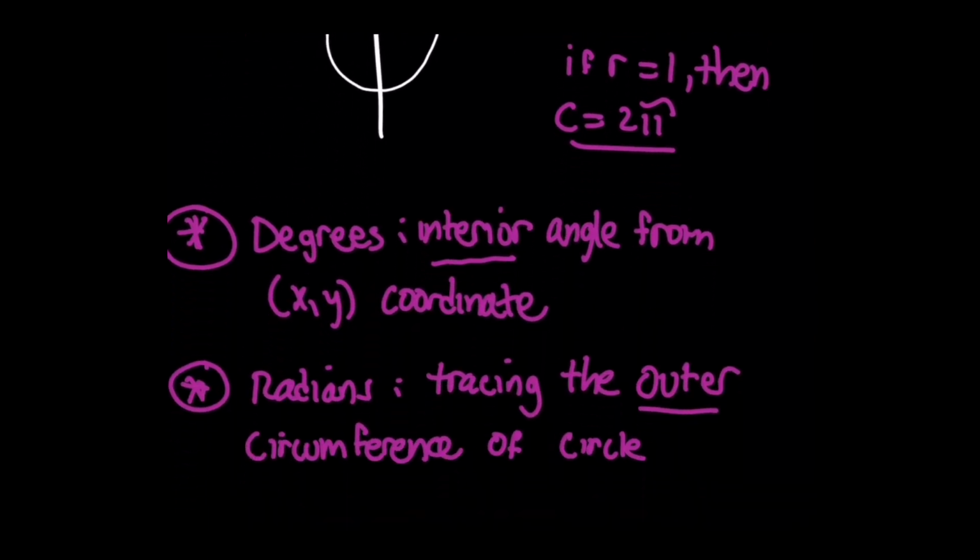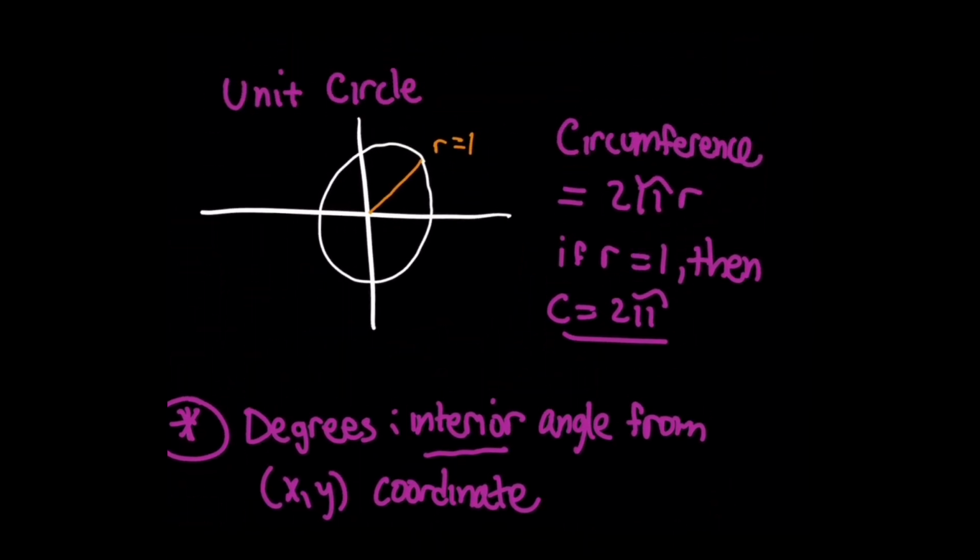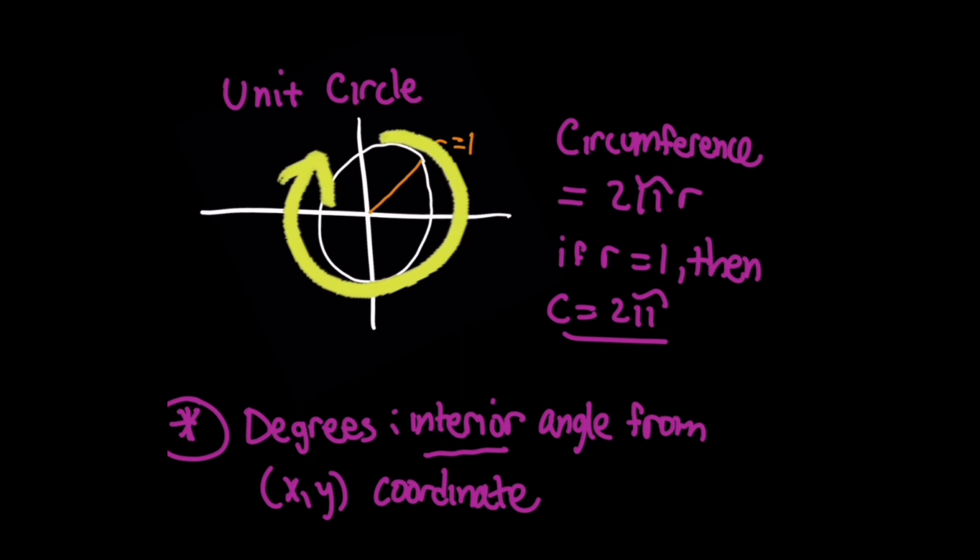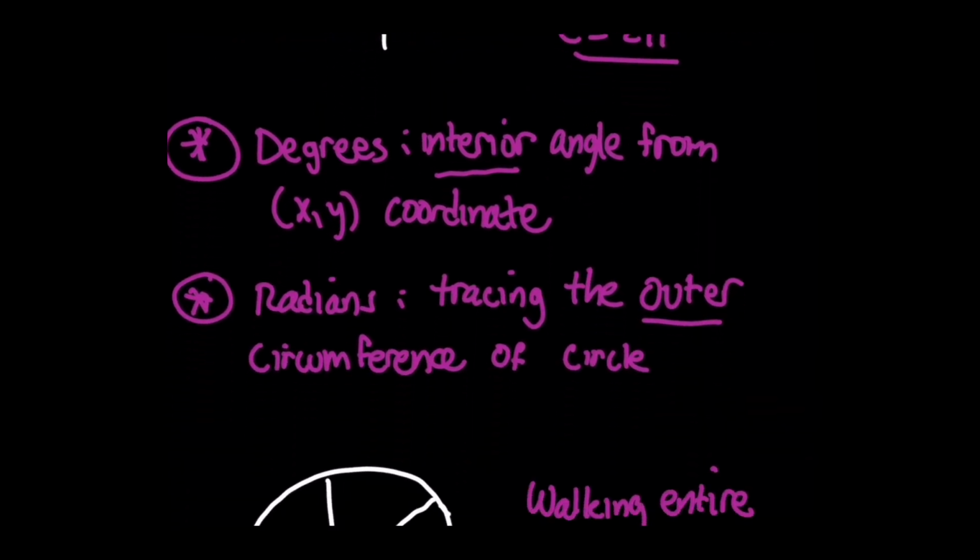So to recap, degrees are talking about the interior angle in the xy coordinate system. And when we talk about radians, what's really important is we're dealing with tracing the outer circumference of a circle. So if you look at this unit circle right here, I want you to think about, instead of an inside angle, how much of the outer circumference you have traced when dealing with radians.